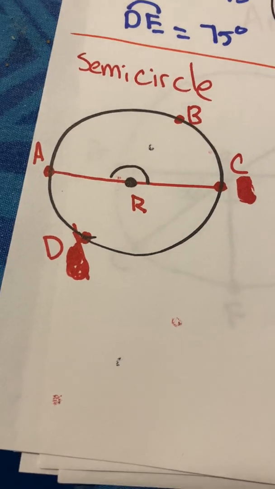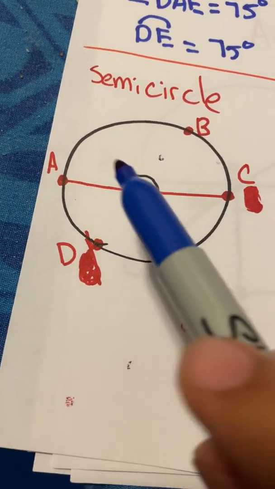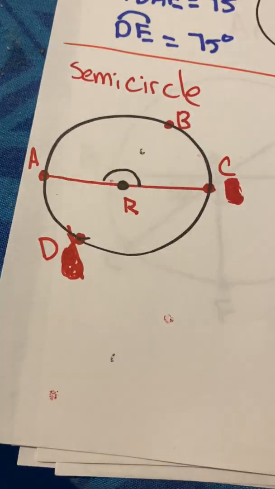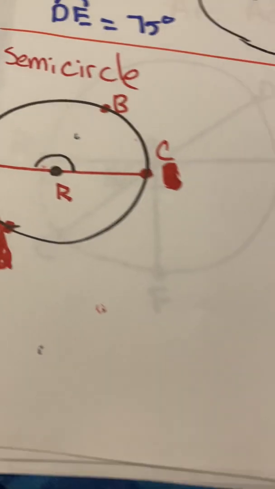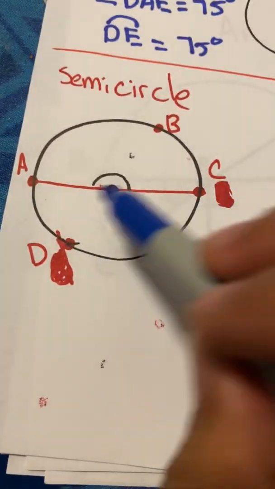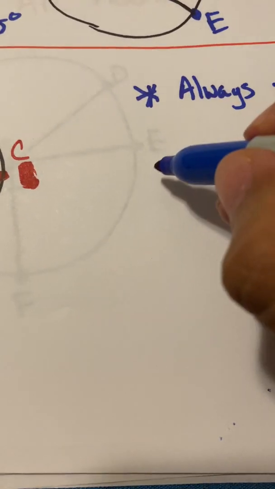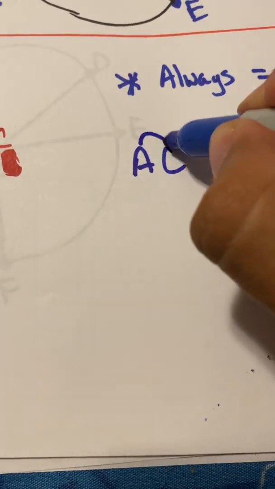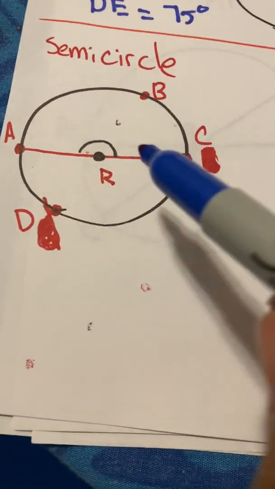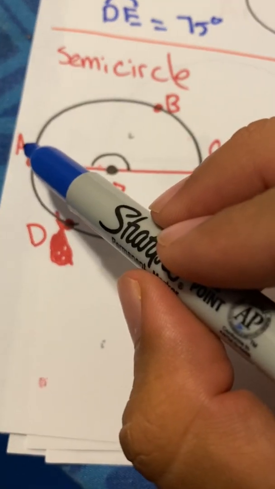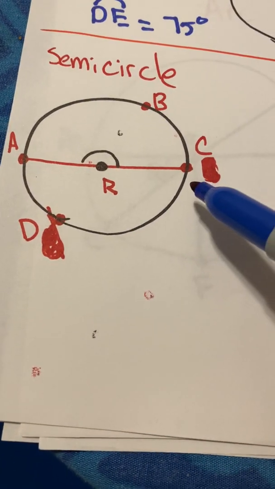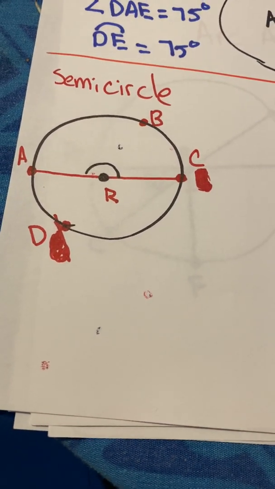Now, naming a semicircle. Before, I had said that whenever you want to name an arc, you would just take the two endpoints and create a little arc on top of the letters. So let's say the two endpoints of the semicircle are AC. So we go to AC and we put the little arc on top. Now, here's the problem with this. If I were talking about arc AC, am I talking about this AC or am I talking about this AC? That's where the confusion begins.